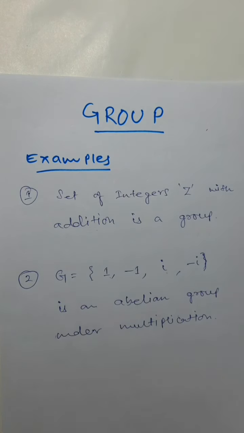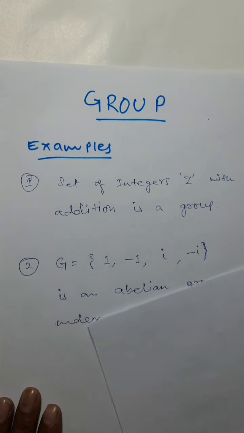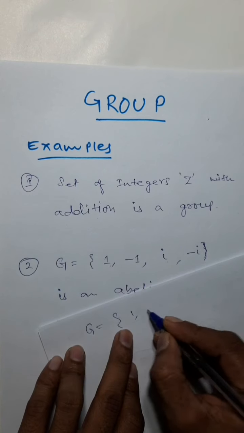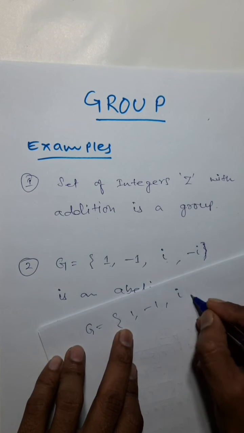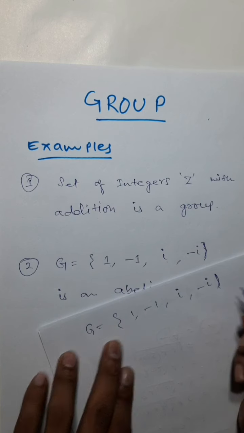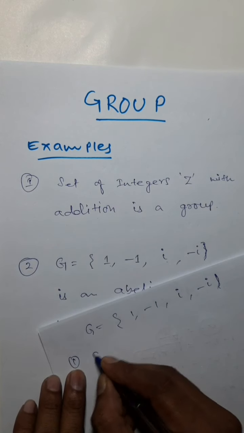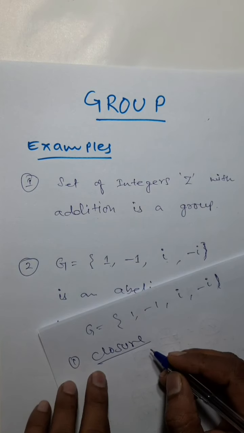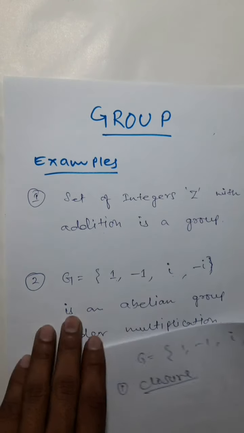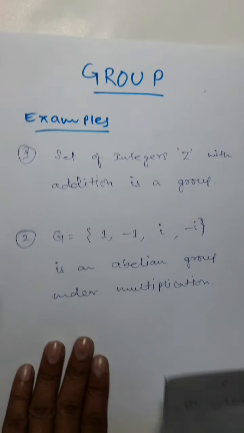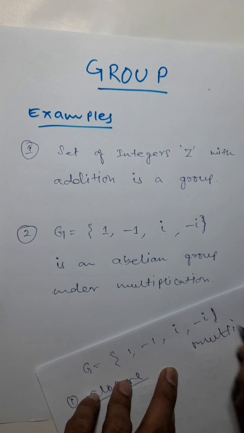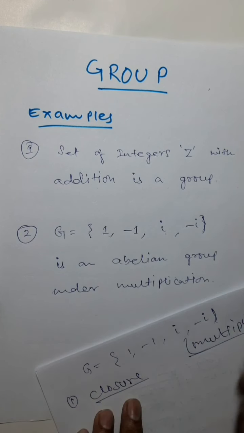So first we have to prove the closure property. Let's consider what we have: G having 1, minus 1, i and minus i. 4 elements are there. Then the first property, closure. Take any two numbers under multiplication. But look at the sentence: under multiplication. So the binary operator here is multiplication, so we have to consider multiplication here.